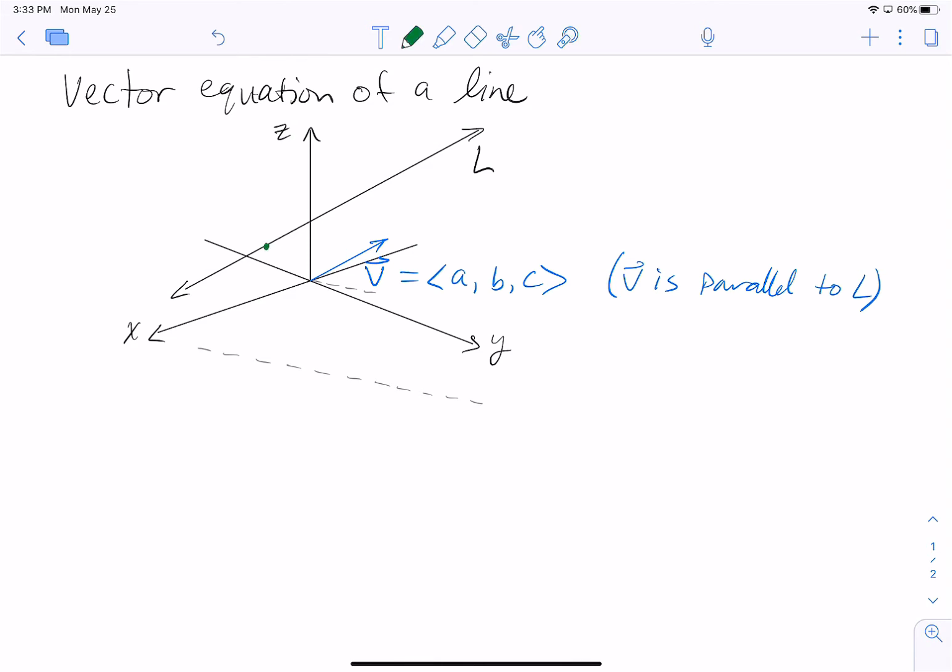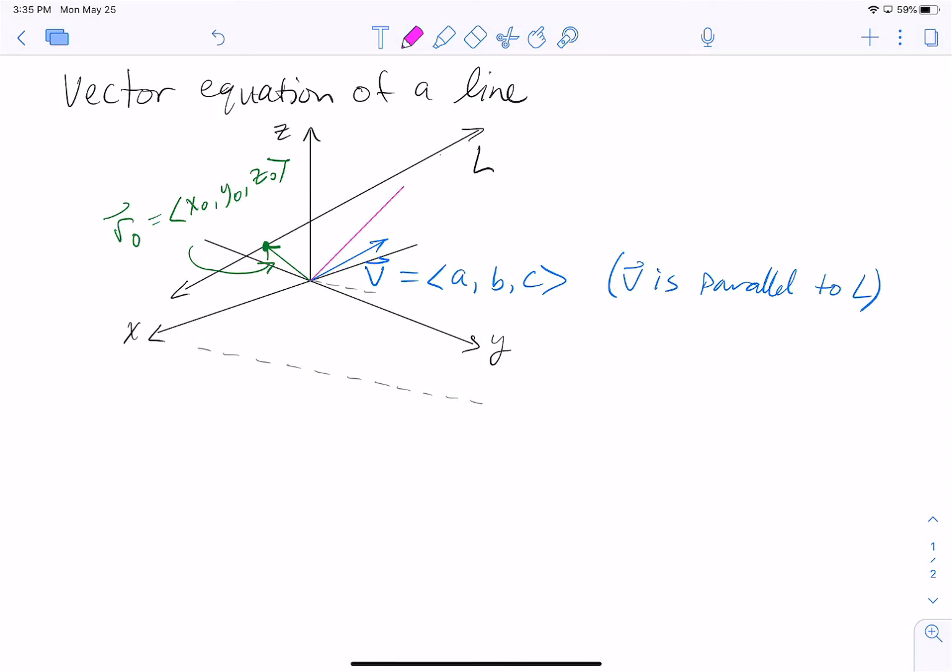Now we're going to consider a fixed point on the line L, and we're going to create a vector that goes from the origin to that fixed point. That vector we're going to call R sub 0 and say that it has components x naught, y naught, z naught. Because the tail of the vector R sub 0 is at the origin, it is a position vector. And so saying that the vector is x naught, y naught, z naught means that the tip of the vector is at the point x naught, y naught, z naught.